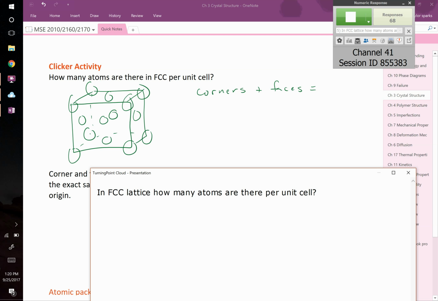Okay, so get your answers in. How many atoms are there per cube?